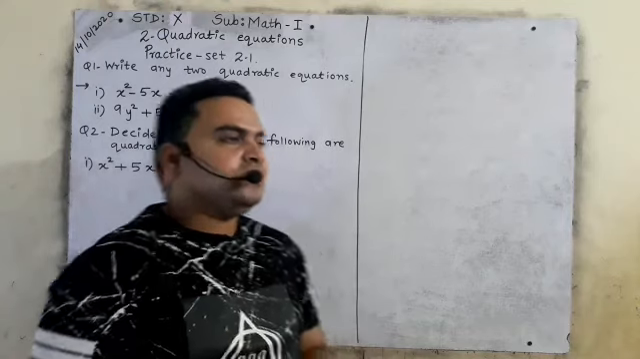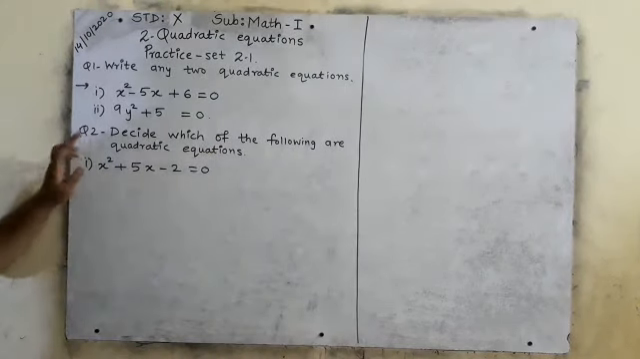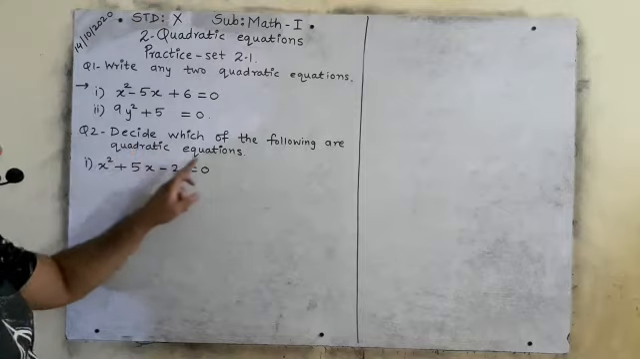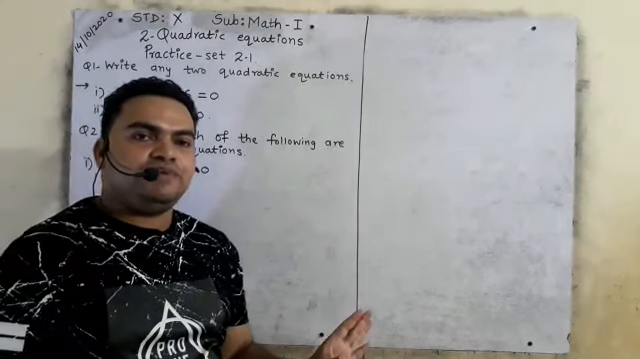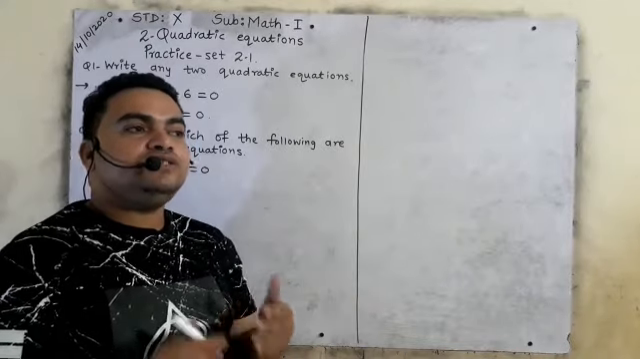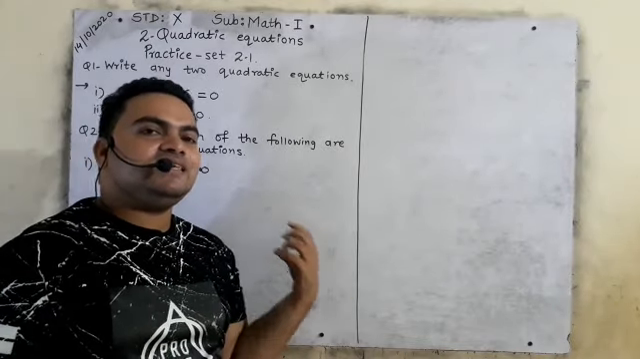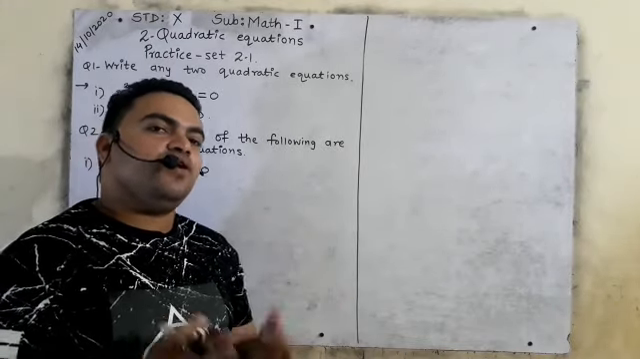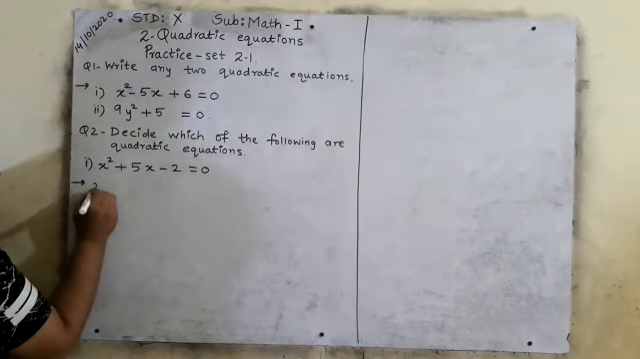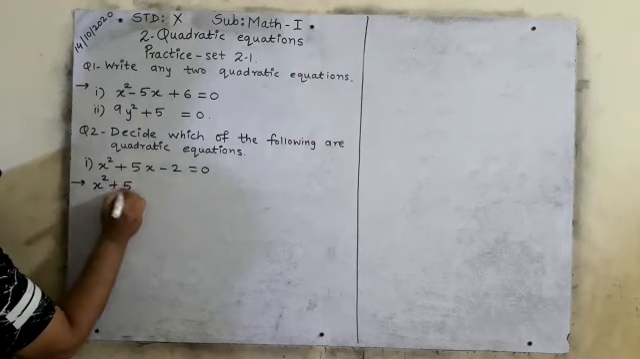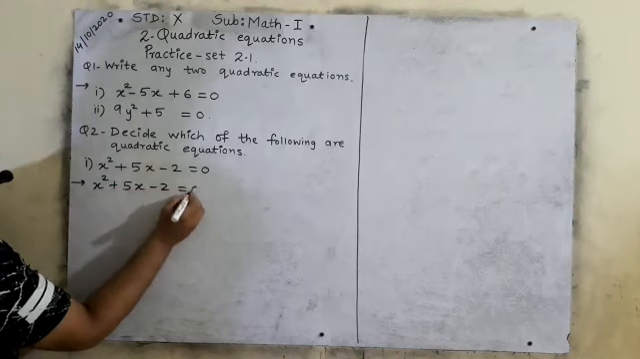Is it clear? Now see, question number 2: decide which of the following are quadratic equations. Like I have shown you just now 2 minutes before how to justify or explain that a given equation is a quadratic equation. Now see, first I will copy the question as it is: x square plus 5x minus 2 is equals to 0.